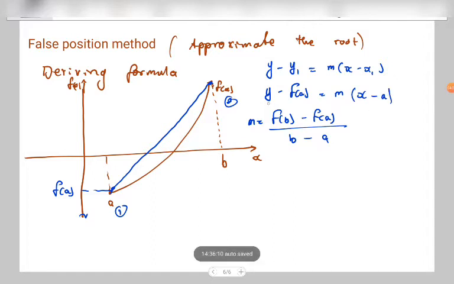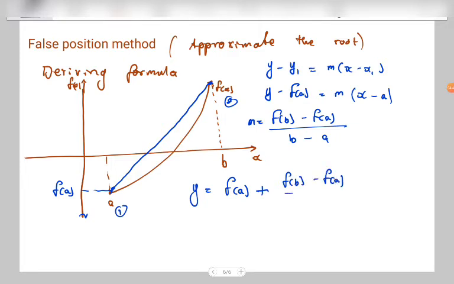Okay, so after that we can make y the subject of the formula, which is a function of this. So y is equal to f of a plus the gradient, which is f of b minus f of a divided by b minus a, open bracket x minus a. So where are we trying to find the value? We're trying to find this value here. So what's y there? Here y is 0. We don't have the y there, sorry. We're trying to find the value here.